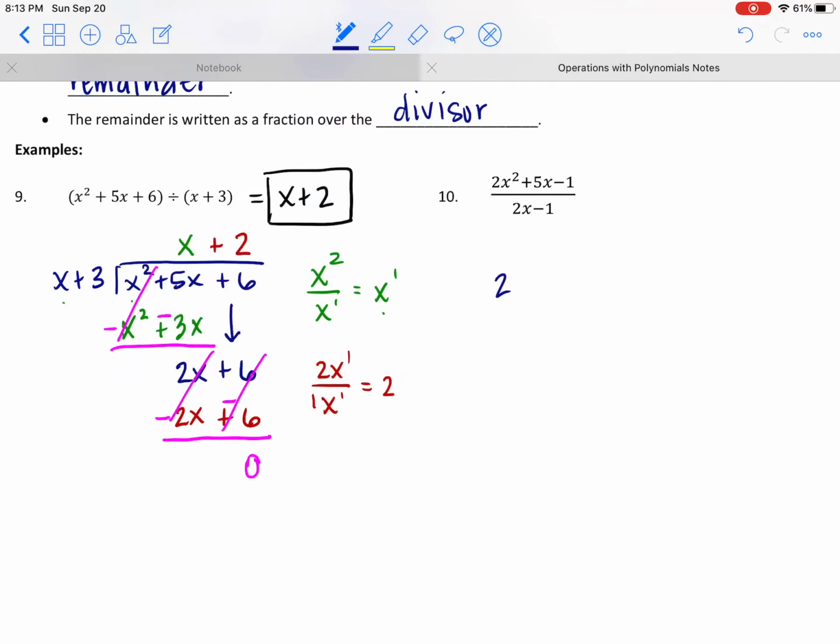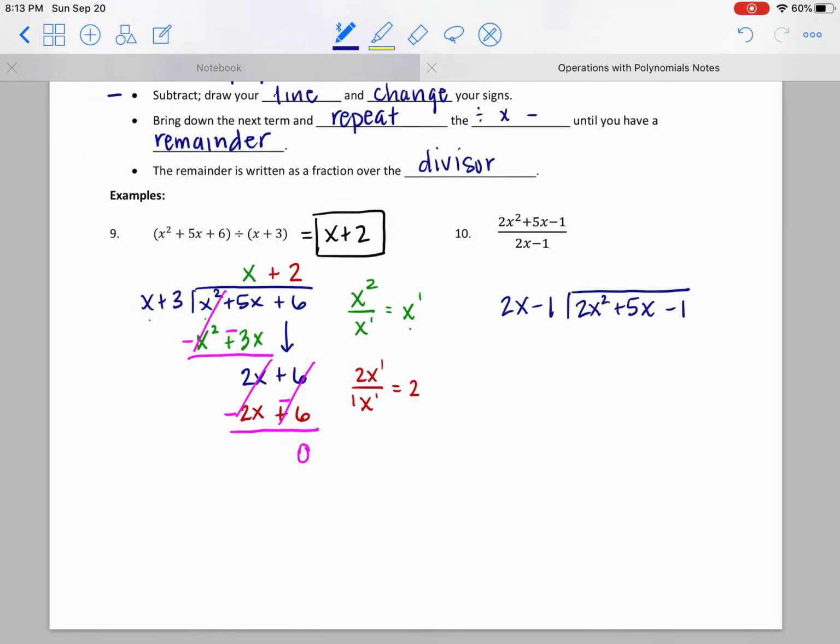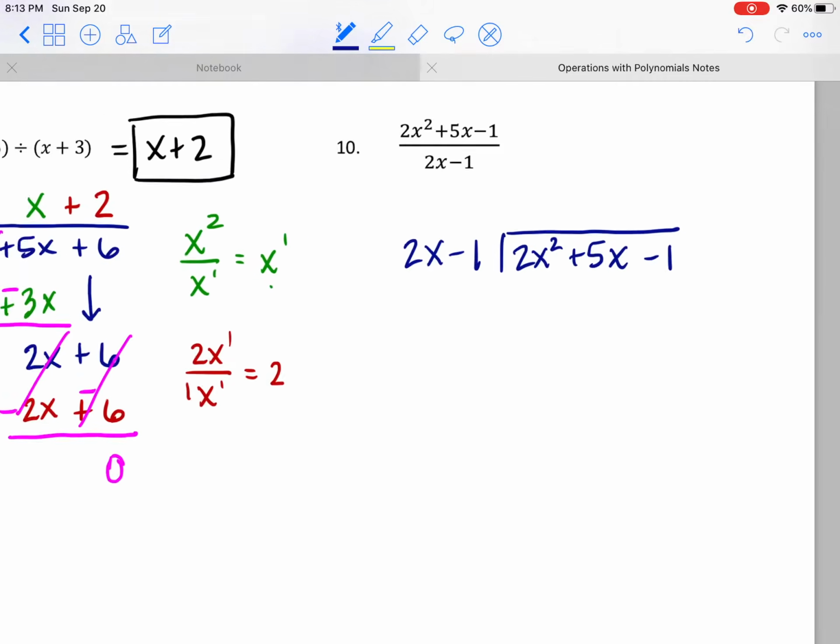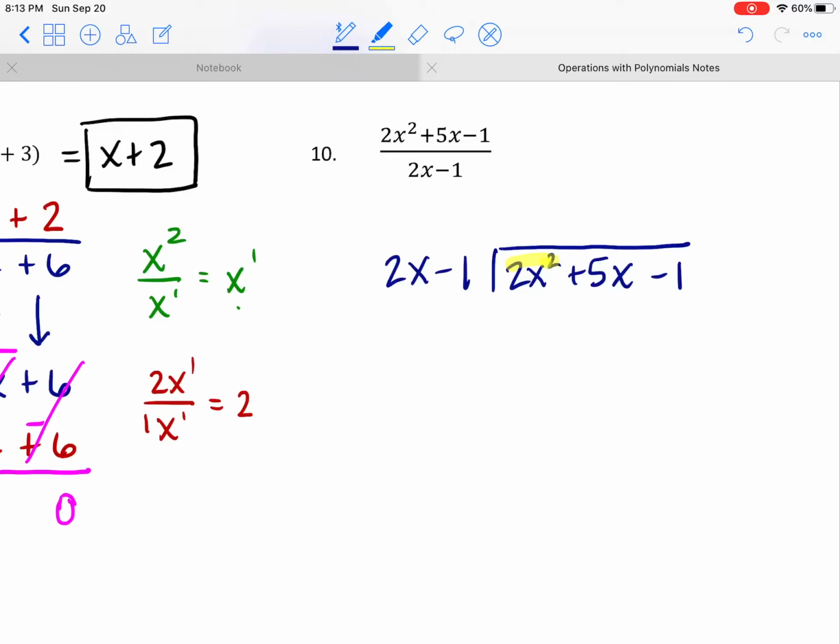So how will this look when I rewrite it? It's going to be the 2x minus 1 outside of the box, and the 2x squared plus 5x minus 1 inside the box. So I'm going to start the division. When I start the division, first term divided by first term. So it's just 2x squared divided by 2x. Let me do that work over here. What is 2x squared divided by 2x? Well, 2 divided by 2 is 1, and then 2 minus 1 leaves me an x to the first. So 1x to the first is the first part of my answer.